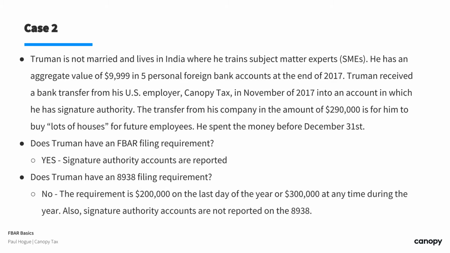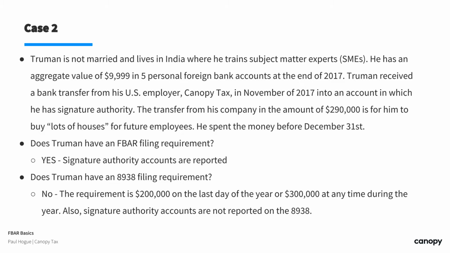Now the next question, does he have an 8938 filing requirement? The answer is no, because the requirement is $200,000 on the last day of the tax year, or $300,000 at any time during the tax year. And another thing to note is signature authority accounts are not reported on the 8938. So even if signature authority accounts were reported on the 8938, he still wouldn't have a filing requirement because the $290,000 was less than the $300,000 threshold, and he spent that money before the last day of the tax year. So he didn't even meet the $200,000 threshold on the last day of the tax year.